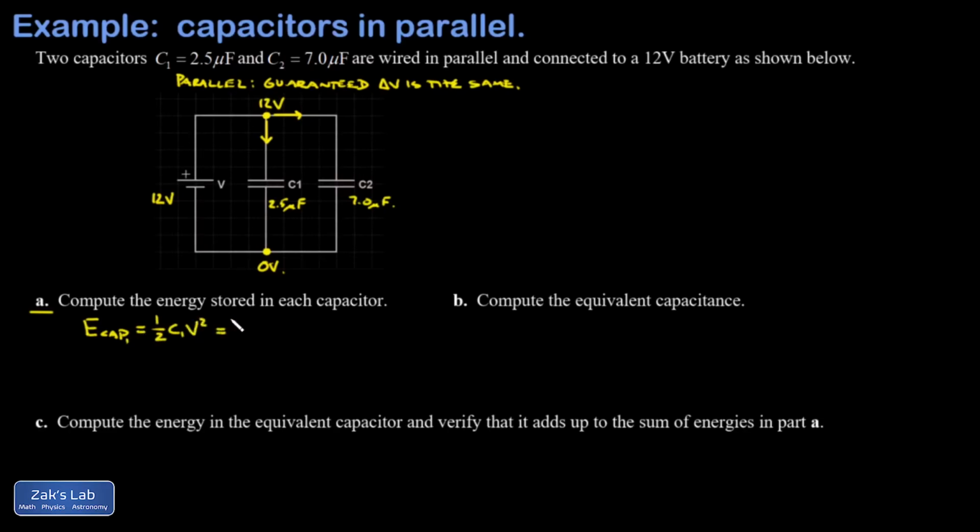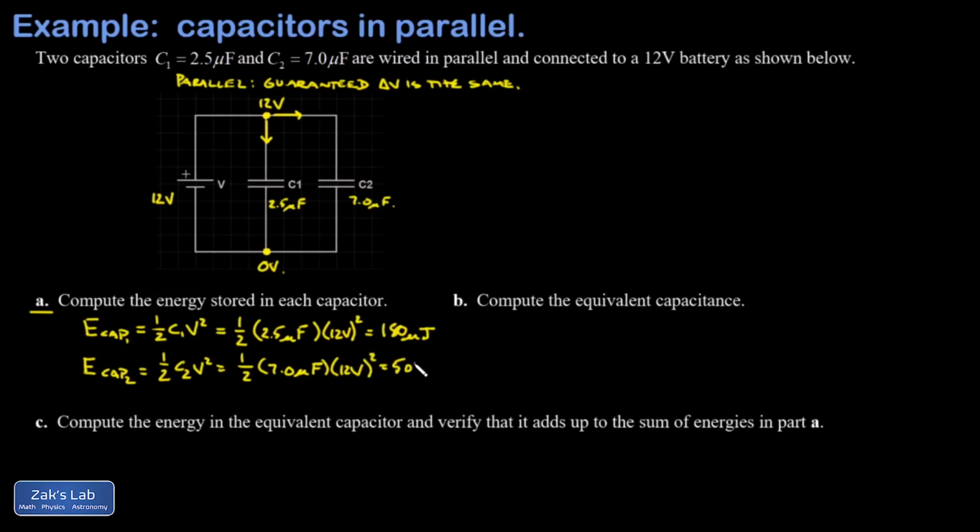It's 1/2 CV squared. So I end up with 1/2 times 2.5 microfarads times 12 volts, all squared. And I get 180 microjoules out of this. And I think those units are fine for this problem, so I'm not going to change it into scientific notation and use joules. Let's find the energy stored in C2. That's 1/2 times 7.0 microfarads times 12 volts squared. And I get 504 microjoules for that.